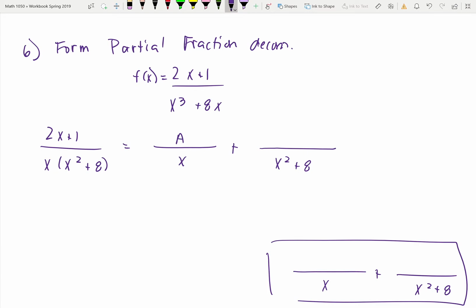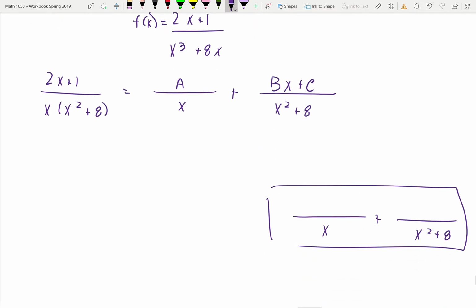If you have a fraction with an x squared that's added or subtracted to something and it won't factor, just like that, x squared plus 8 won't factor, then you must set it up as bx plus c. If you don't put bx plus c, you're not going to get it right. Okay? Now, I'm going to multiply by the original denominator. So just take a second and multiply each of those by x times x squared plus 8.